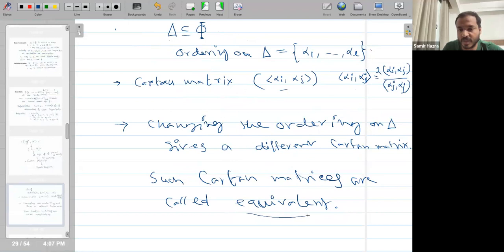They are called equivalent Cartan matrices because if we just change the ordering of the base elements alpha 1 to alpha L, we are not affecting the root system at all. The root system remains unchanged. So if a change of order gives some other Cartan matrix, we'll call them equivalent.